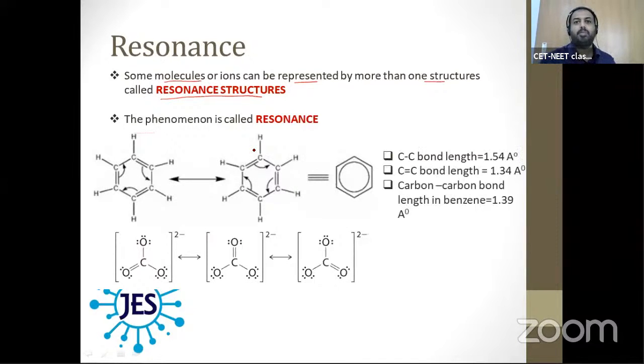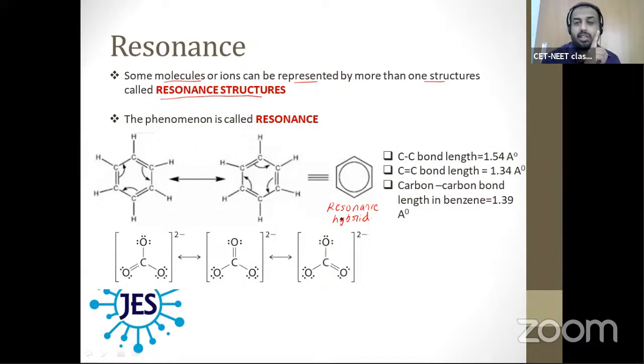Please remember, none of these structures are the actual structure. What is the actual structure then? Something in between all the resonance structures you can write, and that is what is a resonance hybrid, and that's how it's represented, like this for benzene. Resonance hybrid.